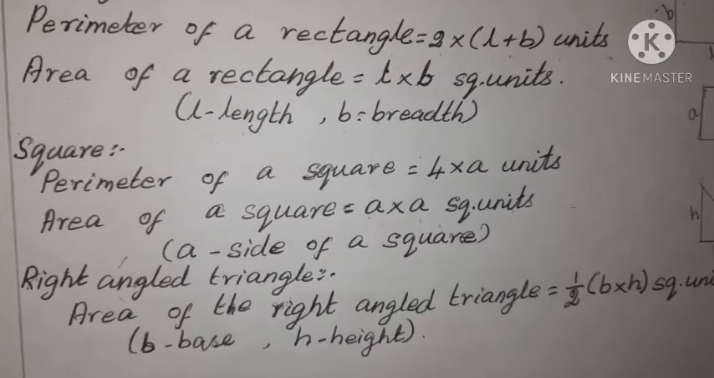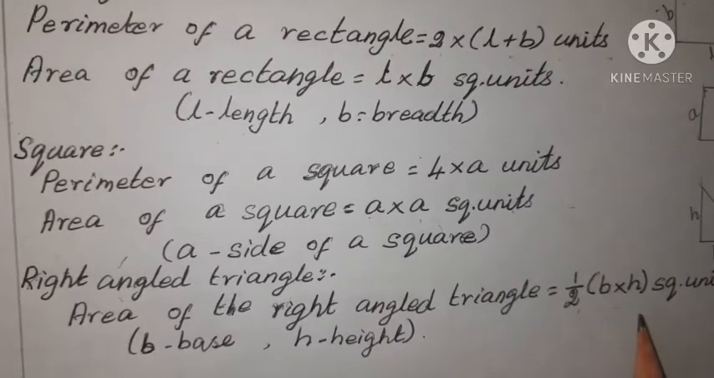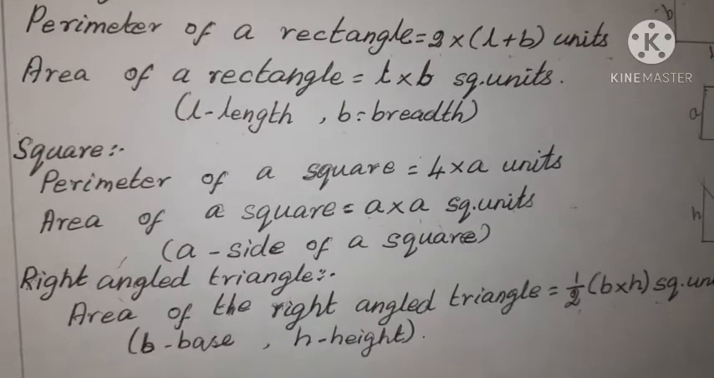Next, right angle triangle. Area of the right angle triangle equals half B into H square units, half base into height square units, where B is the base and H is the height of the triangle.